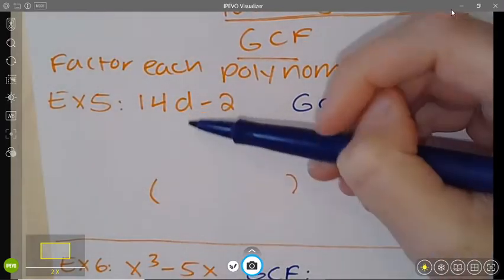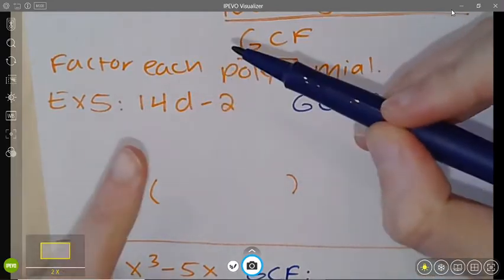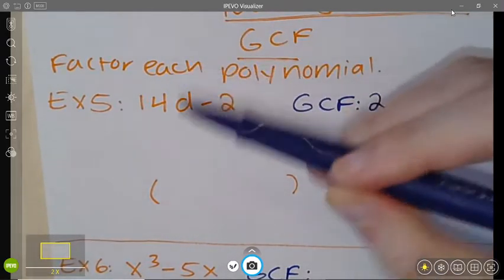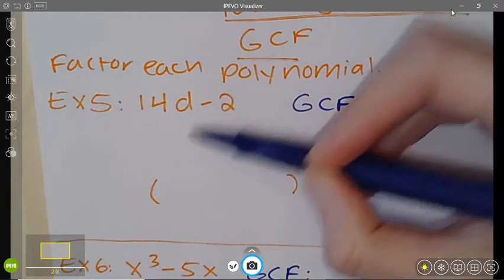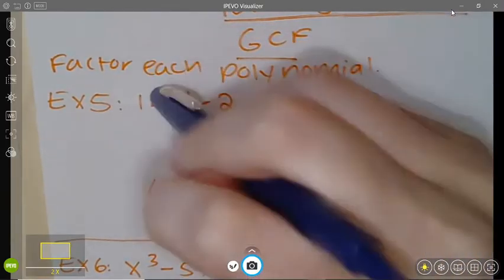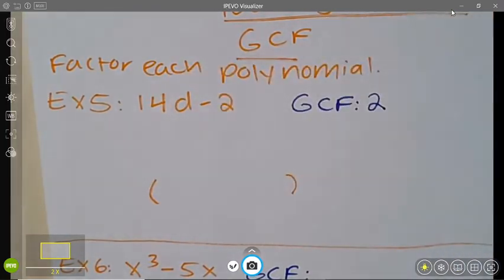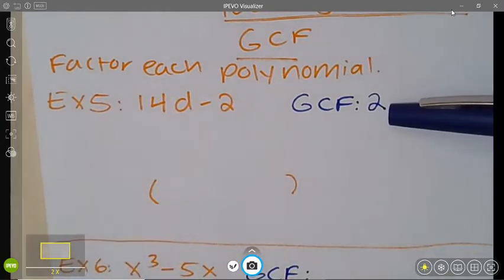And then I look at my variables, which if you see here, oh no, I only have D in one of my terms, not both of them. So if you only have a variable in one term, you can't use it in the GCF because this value has to be divided into every single term. So if you don't have a variable in every single term, it cannot be a part of your GCF. So my GCF is simply going to be 2.